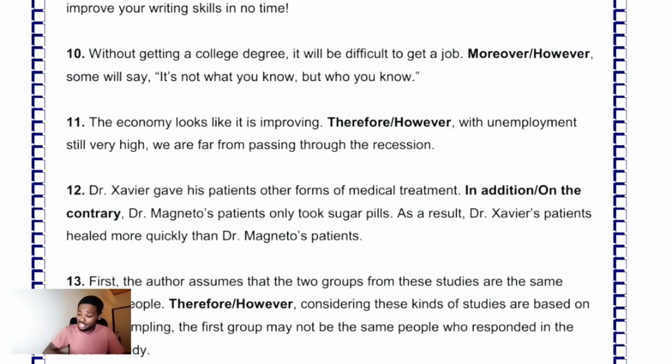All right, number 10. Without getting a college degree, it will be difficult to get a job. Blank, some will say it's not what you know, but who you know.